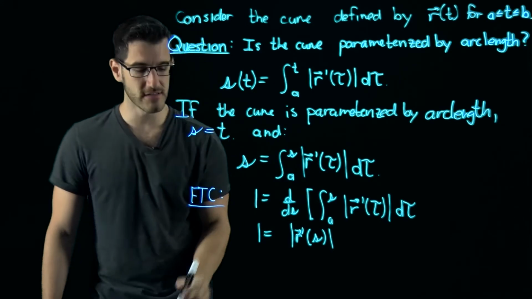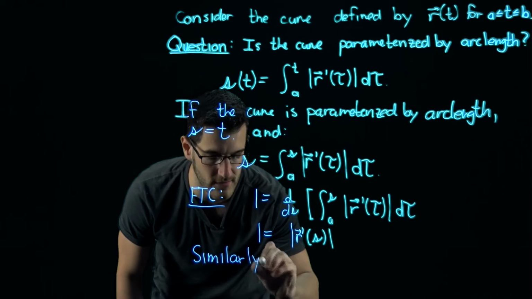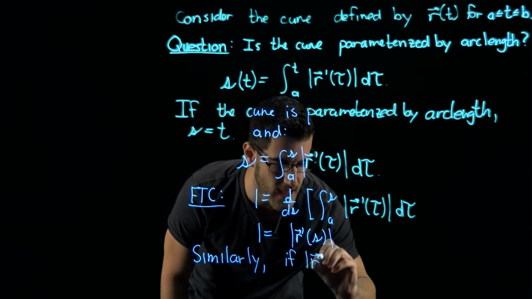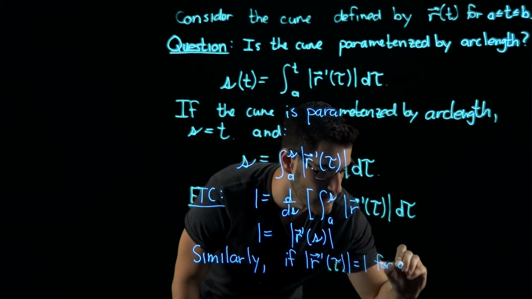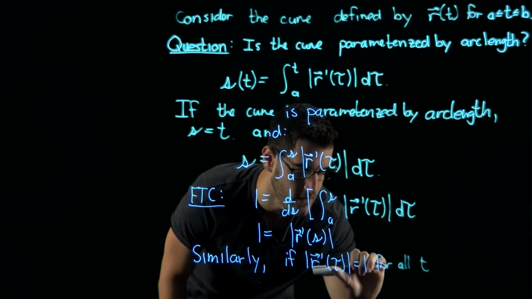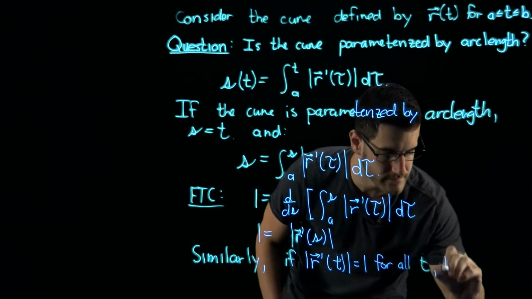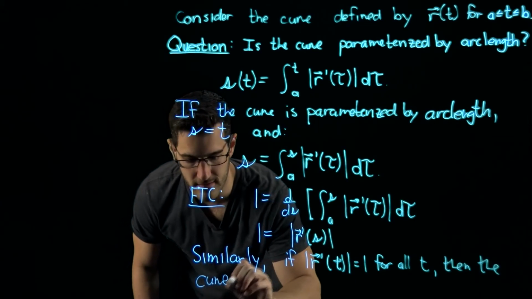And we can also say, essentially by running this argument in reverse, that if this r prime of tau is equal to 1, and let's say r prime of t, we'll use our original parameter, then the curve is parameterized by arc length.